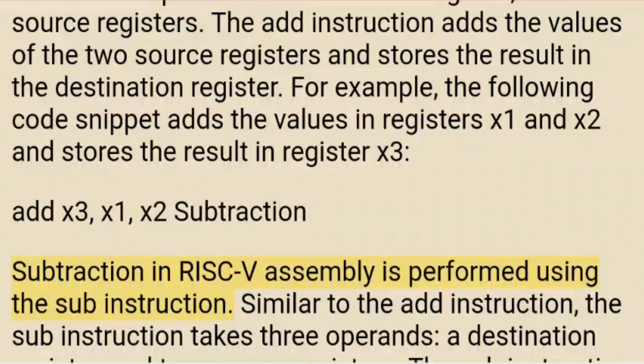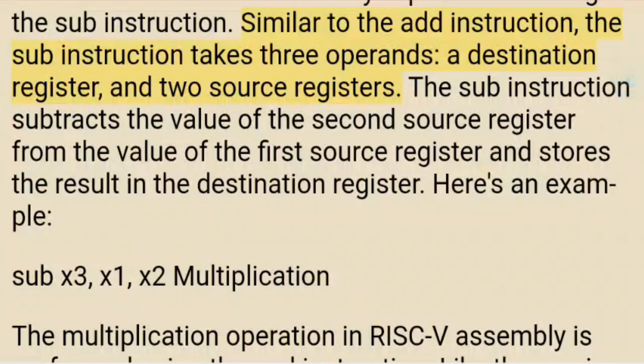Subtraction. Subtraction in RISC-V assembly is performed using the sub instruction. Similar to the add instruction, the sub instruction takes 3 operands, a destination register, and 2 source registers. The sub instruction subtracts the value of the second source register from the value of the first source register and stores the result in the destination register. Here's an example. sub x3, x1, x2.